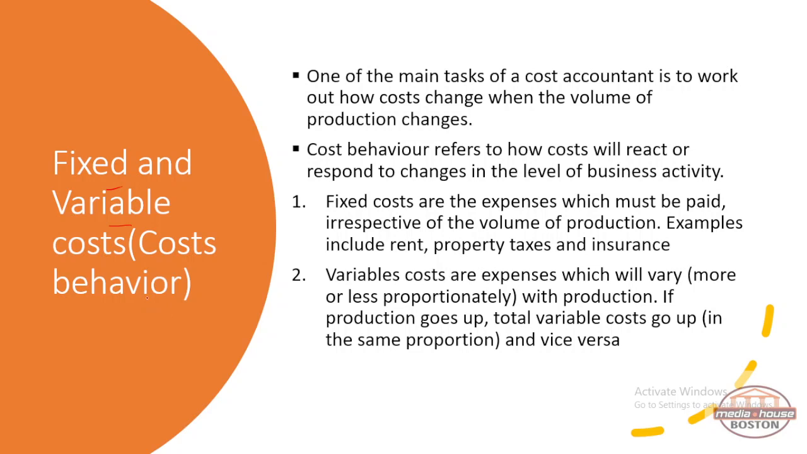which we refer to as the cost behavior. For us to be able to identify whether something is a fixed cost or a variable cost, we need to study the behavior of that specific cost. Here it says that one of the main tasks of a cost accountant is to work out how costs change when the volume of production changes. Cost behavior refers to how costs react or respond to changes in the level of business activities. Where costs remain constant when business activities are being performed, no matter the number of products or services rendered, we refer to this as fixed cost.